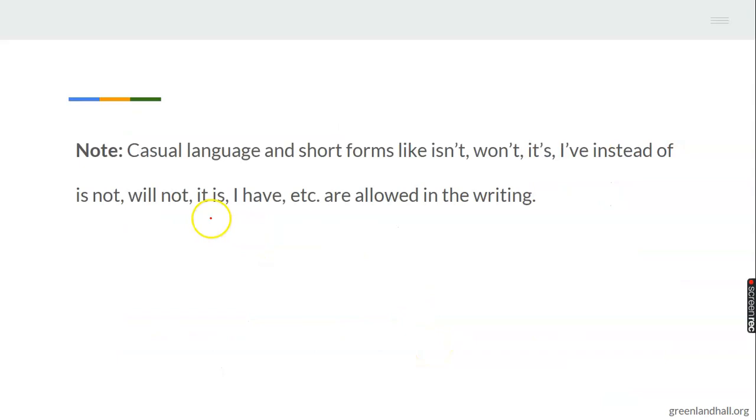Okay? Now note, casual language and short forms like isn't, won't, it's, I've, they are allowed. You can write it like this, and you can also write it as is not, will not, it is, I have. But most times, casual language and short forms are allowed in informal writing, unlike the formal one. So for informal, you can write it like this, you can write like this. Anyhow you want to write it, it's allowed.